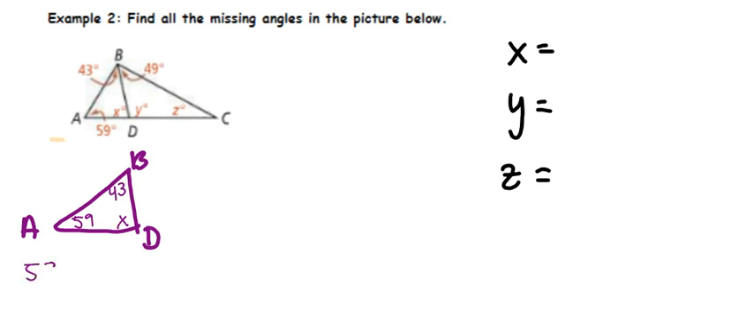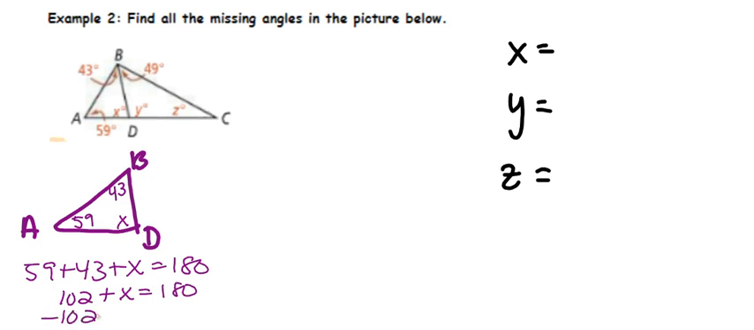So 59 plus 43 plus this x have to make 180 because it's a triangle. So 59 plus 43 is 102. So I got 102 plus x equals 180. And then I'm going to subtract 102 from both sides. So I'm going to get that x equals whatever 180 minus 102 is, which is 78. So I'm just going to write it over here. x equals 78 degrees. Okay.